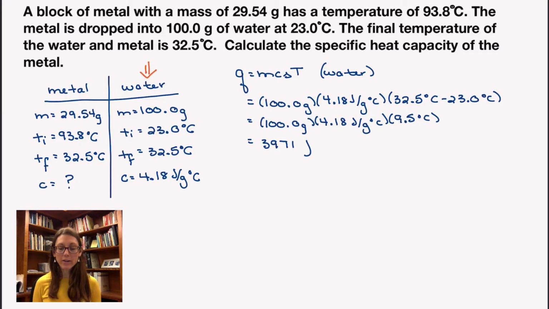So my water gained 3,971 joules. From a sig fig standpoint, I really only know 2, but I'm not going to round for significant figures until the very end of this problem. So at this point, since the water gained that amount of heat, I know how much heat the metal lost, the opposite. And if I know how much heat the metal lost, I can use that in the Q equals mc delta T equation, where my unknown will be the specific heat of the metal.